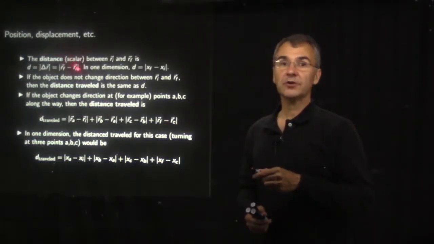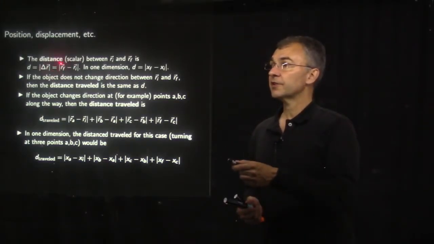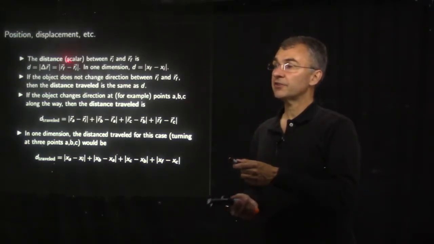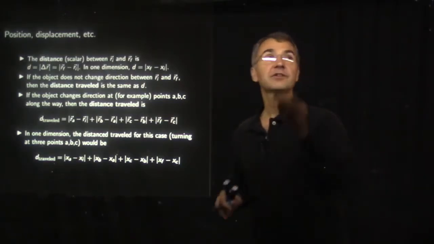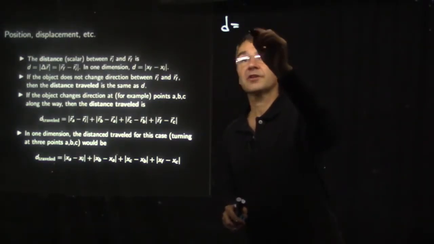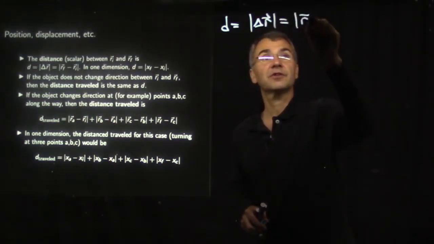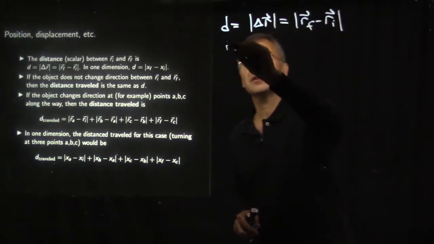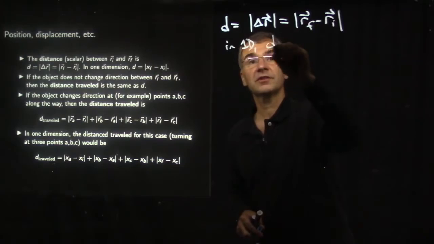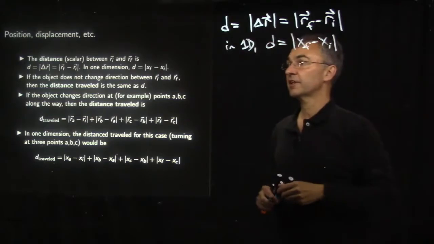But for the first 9 chapters, we're working in 1 dimension, so this is good enough for us. So we have a scalar quantity called distance. Scalar means it has a magnitude, it does not have a direction. So the scalar distance between r initial and r final is called d, which is the magnitude of delta r, which is the magnitude of r final minus r initial. And in 1 dimension, this distance is just the absolute value of x final minus x initial.